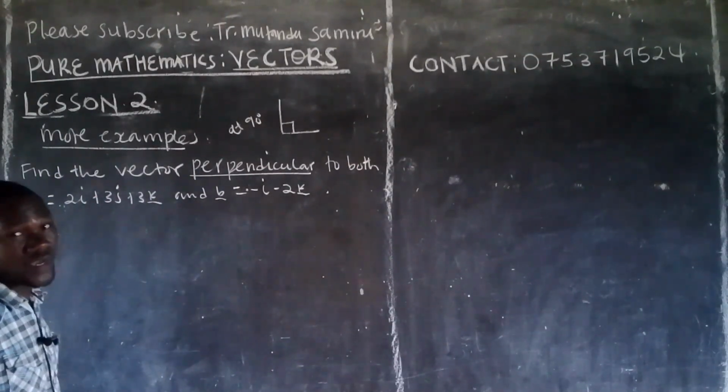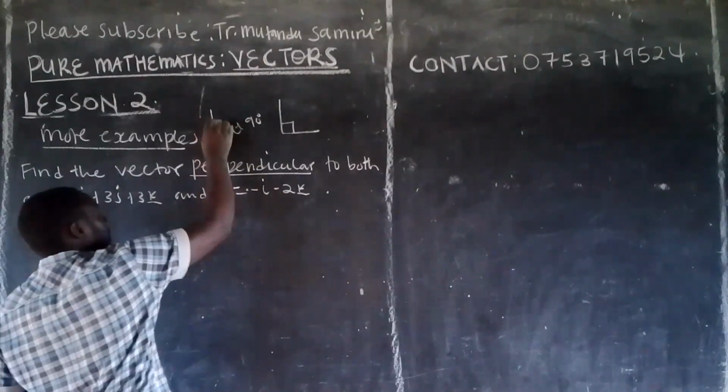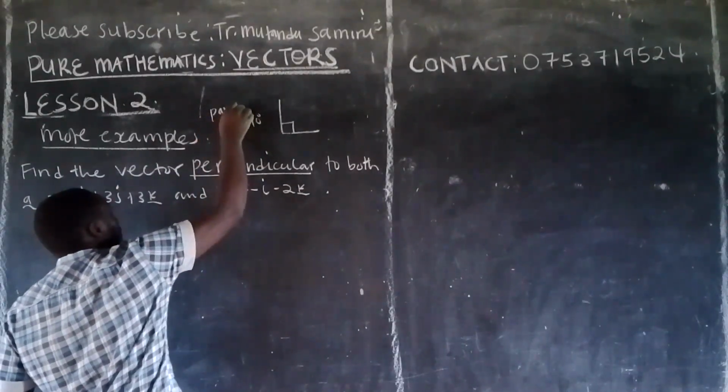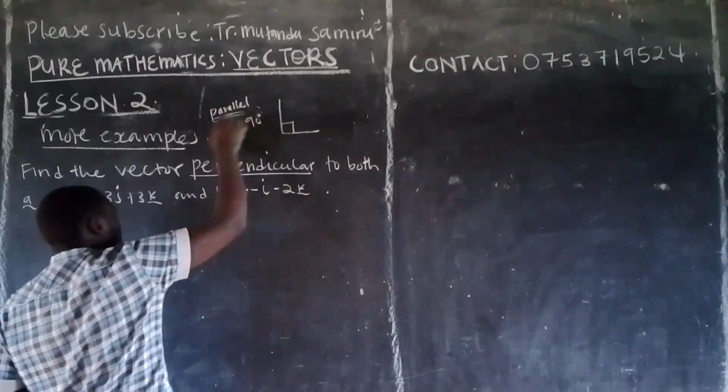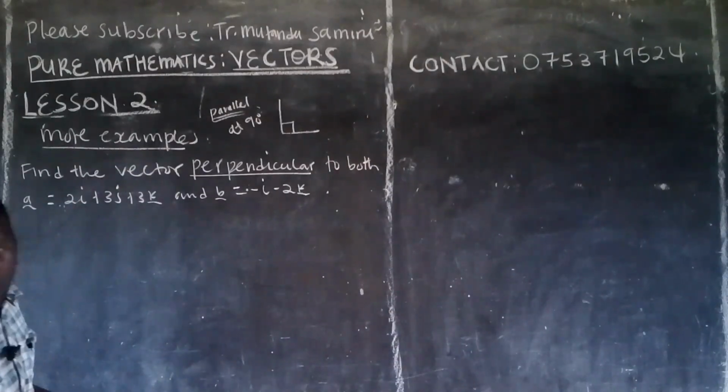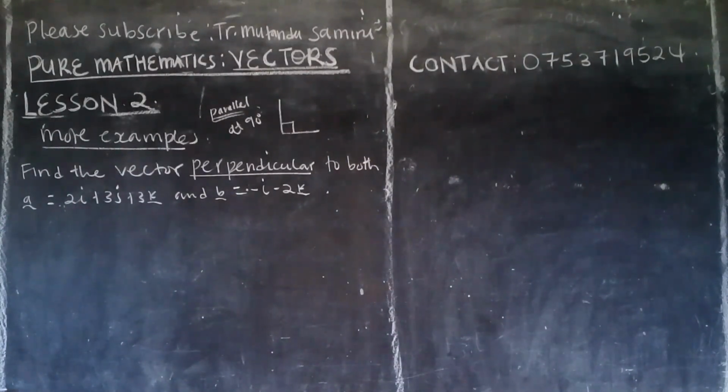And now in vectors, we shall respect the word perpendicular and also respect the word parallel. Please, these two words must be respected. Perpendicular, parallel. Okay, good. Now, find the vector perpendicular to both. We have A is equal to 2i plus 3j plus 3k, and B is equal to -1i minus 2j. They want us to get a vector which is perpendicular to that.